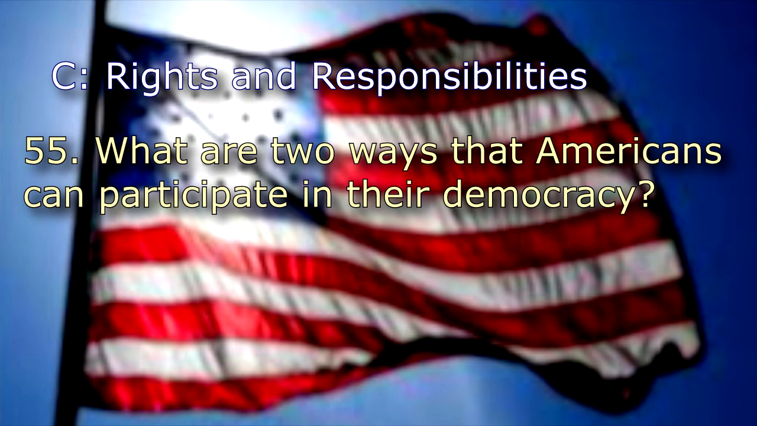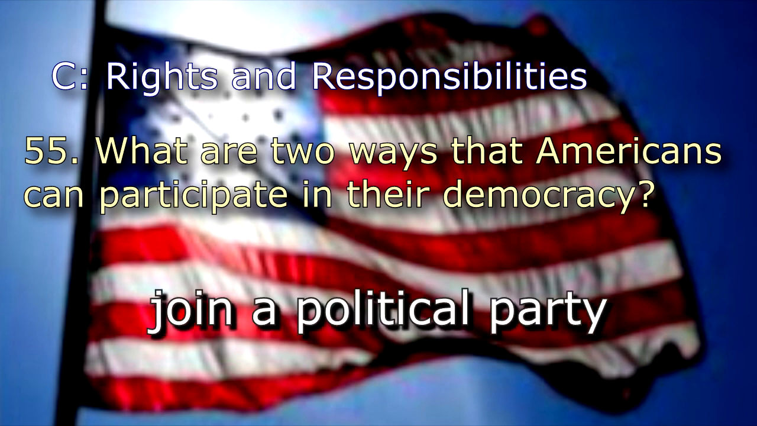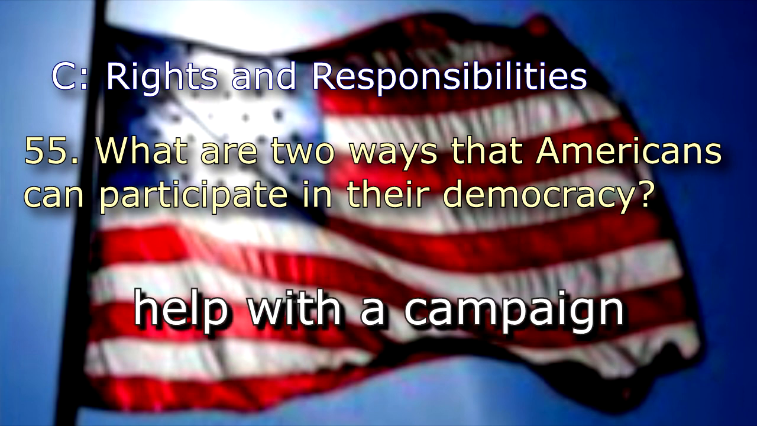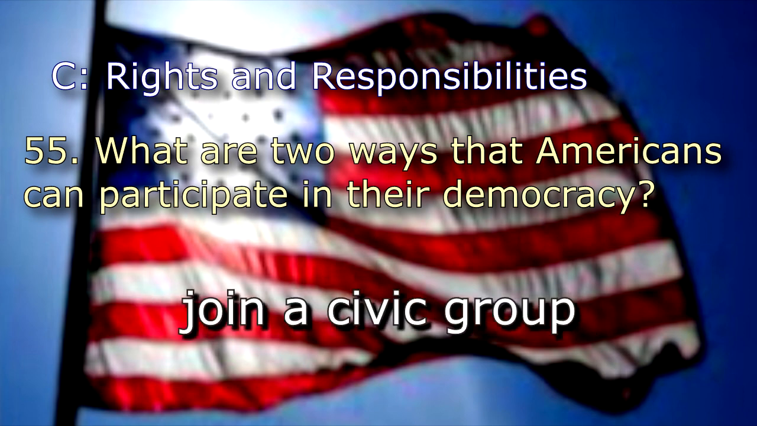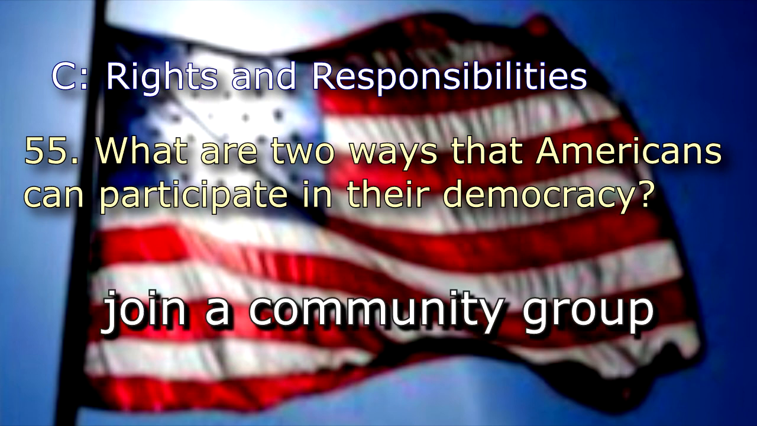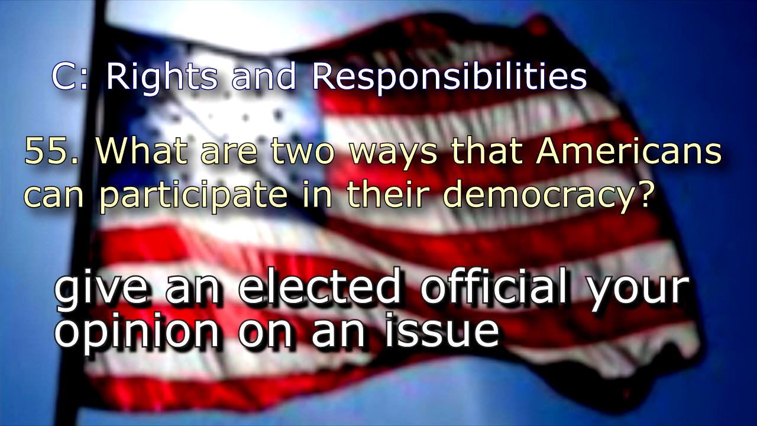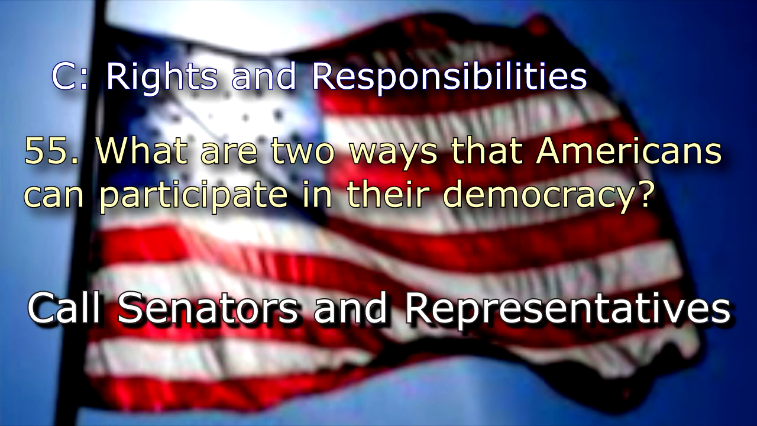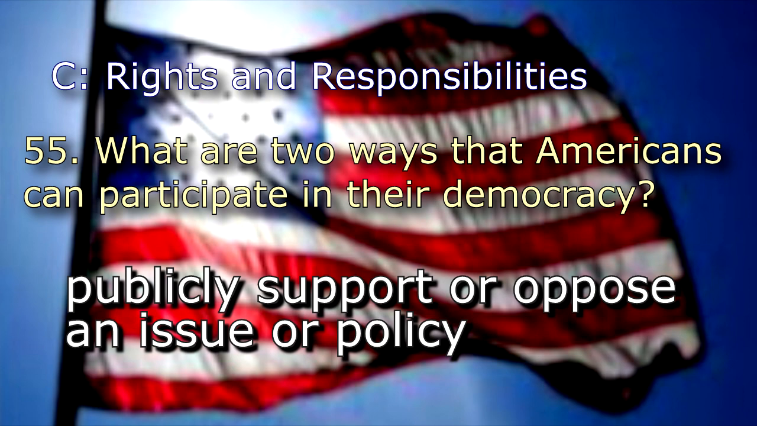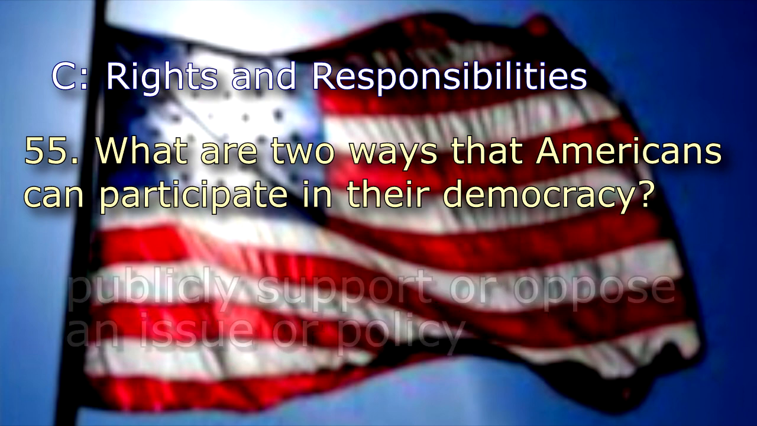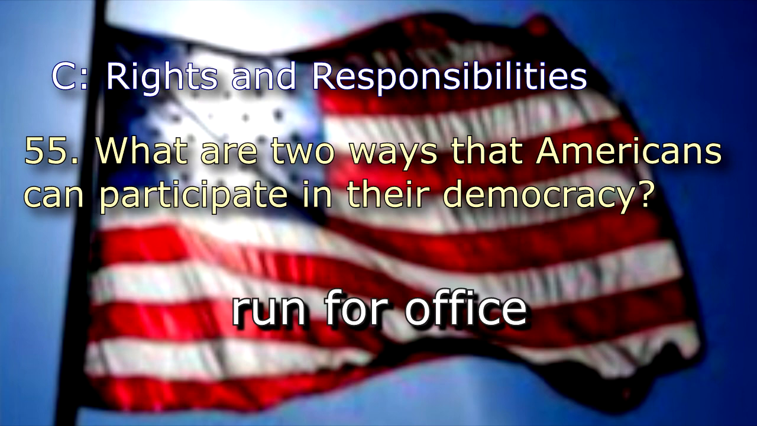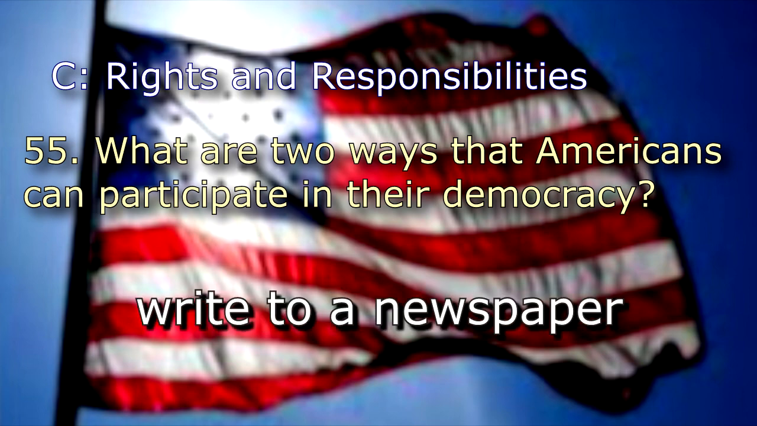55. What are 2 ways that Americans can participate in their democracy? Vote. Join a political party. Help with a campaign. Join a civic group. Join a community group. Give an elected official your opinion on an issue. Call senators and representatives. Publicly support or oppose an issue or policy. Run for office. Write to a newspaper.